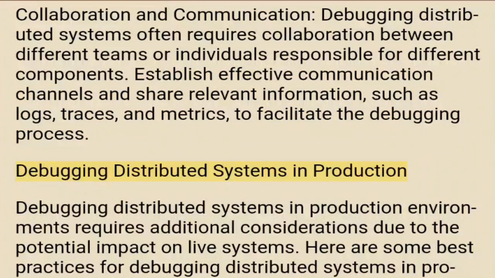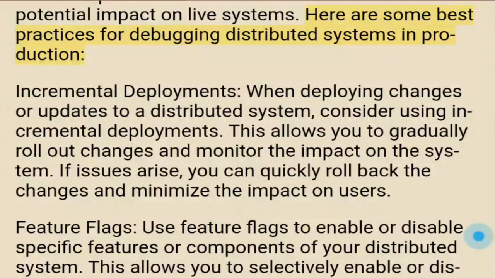Debugging distributed systems in production. Debugging distributed systems in production environments requires additional considerations due to the potential impact on live systems. Here are some best practices for debugging distributed systems in production. Incremental deployments. When deploying changes or updates to a distributed system, consider using incremental deployments. This allows you to gradually roll out changes and monitor the impact on the system. If issues arise, you can quickly roll back the changes and minimize the impact on users.